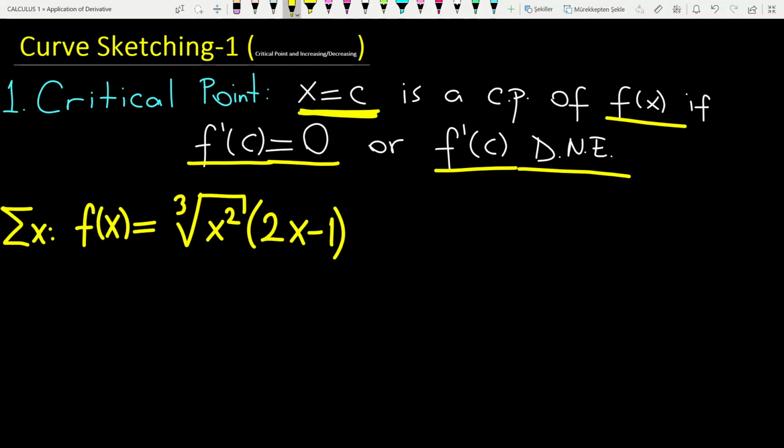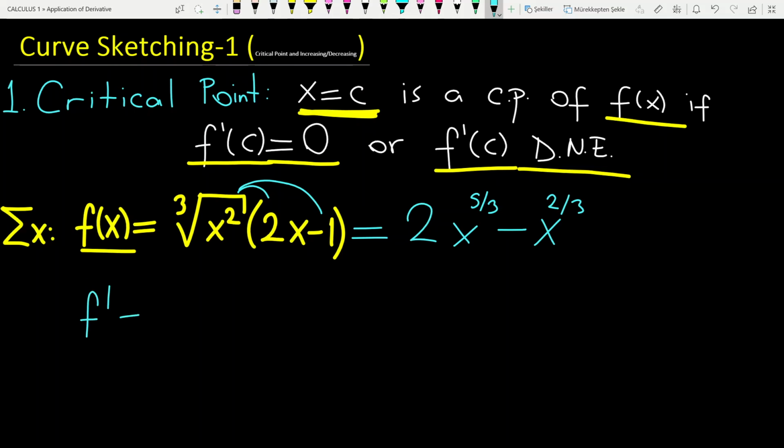Determine all the critical points for the given function f of x. To find the critical points, of course, we must have the derivative of f. To find the derivative of this, I advise you to first simplify the function. Let's say this is equal to 2 times x to the power 5 over 3 minus x to the power 2 over 3. Okay, it is a simplified version of the original function. I think it's easier to take the derivative of this version.